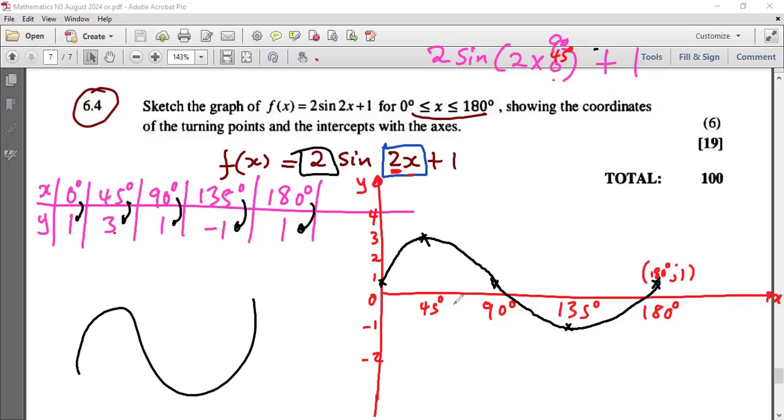So that is how our graph was going to be like, where this point here is 180 versus 1. This point that we are seeing is a turning point. 135 degrees versus minus 1 is in the negative. This point is a turning point. 45 degrees versus 3, y there is 3. Just like that. So it starts at this point, it goes something like that. So that was it.